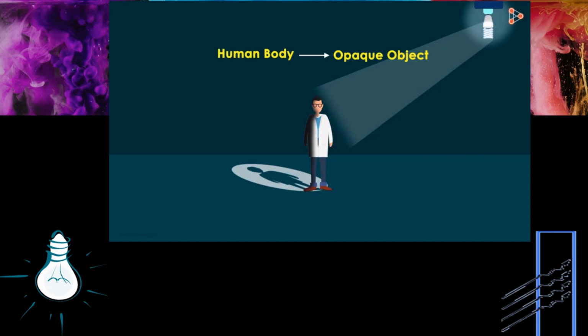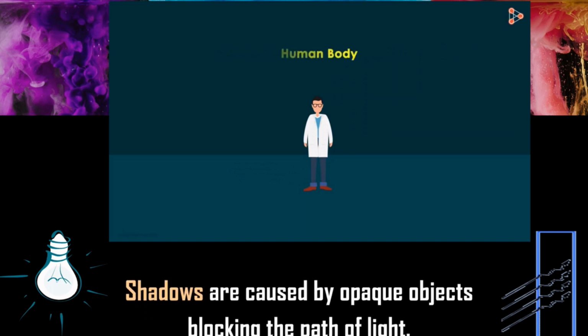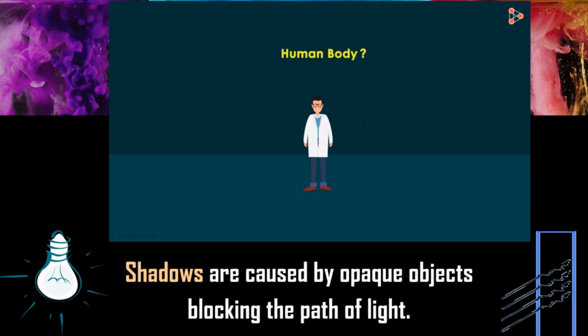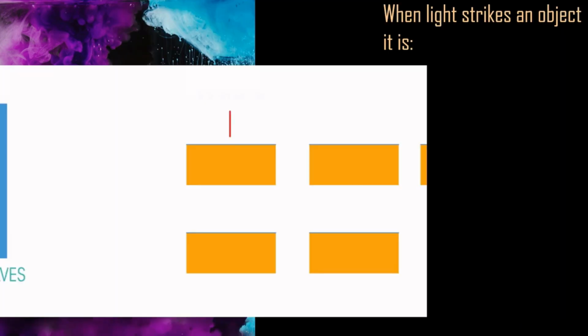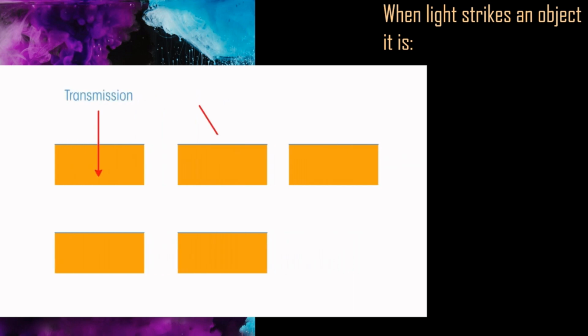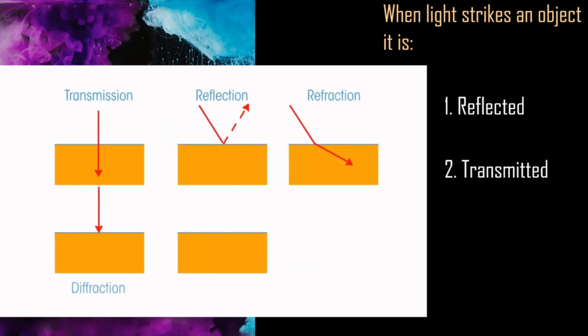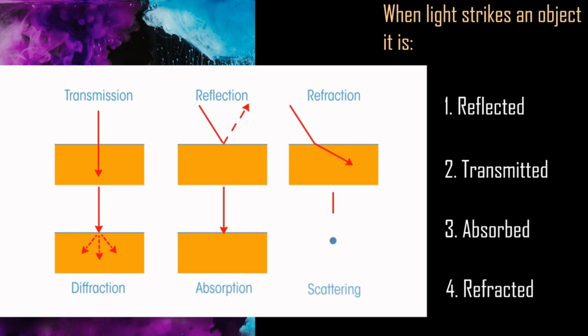There are things that are required for a shadow to be formed. First is the source of light, then an opaque object, and the surface on which the shadow can be formed. Transmission, reflection, refraction, diffraction, absorption, and scattering are all typical wave behaviors.